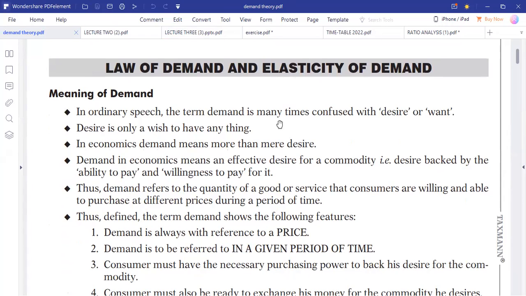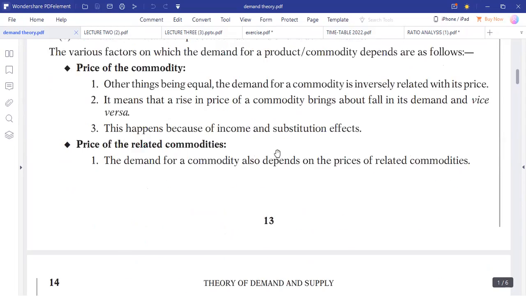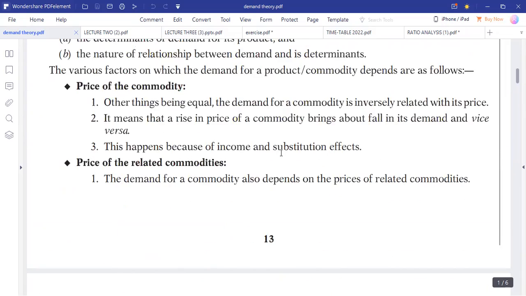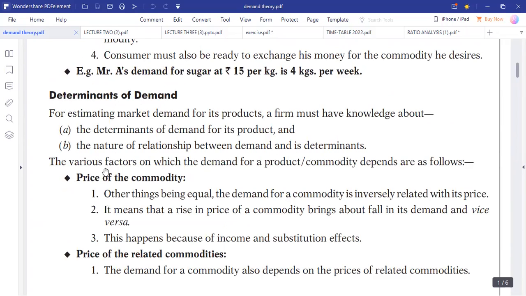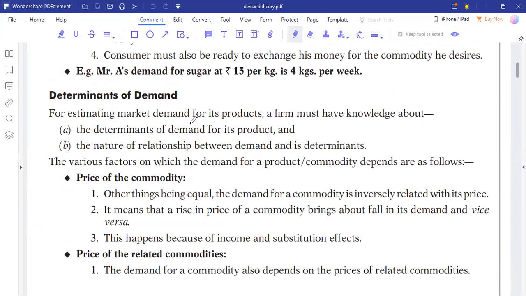We said demand is the ability and the willingness to pay for a product or a service. And we talked about several factors that affect demand. Number one, demand is affected by the price of the commodity. Why? Because the price of the commodity, holding all things equal, is inversely related to its demand. So demand in nature is downsloping, because of the inverse or negative relationship.